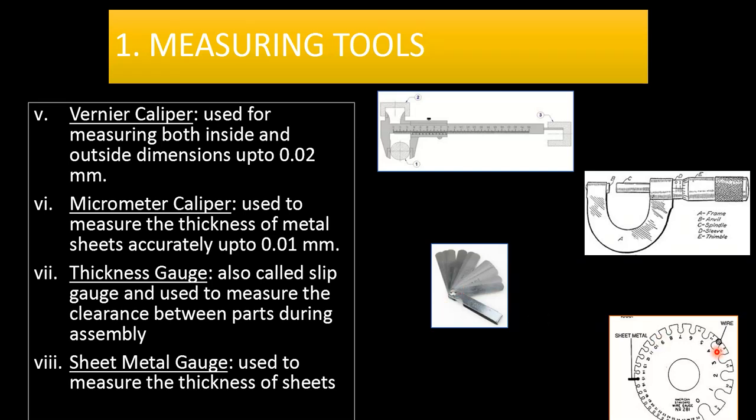After that, we have the sheet metal gauge. As I mentioned in the previous video, this is used to measure the thickness of the sheet.